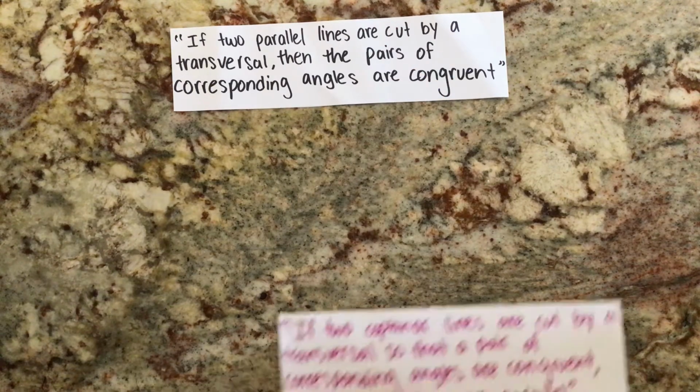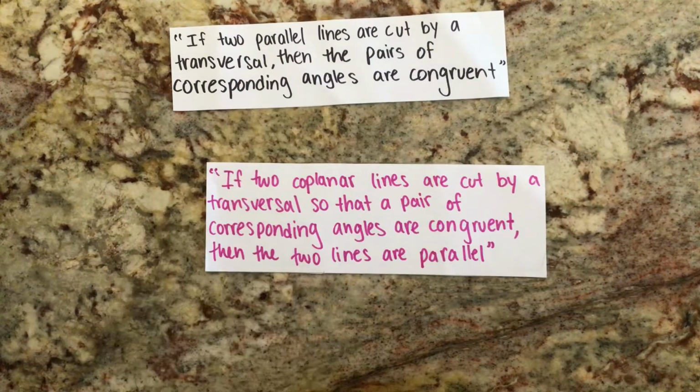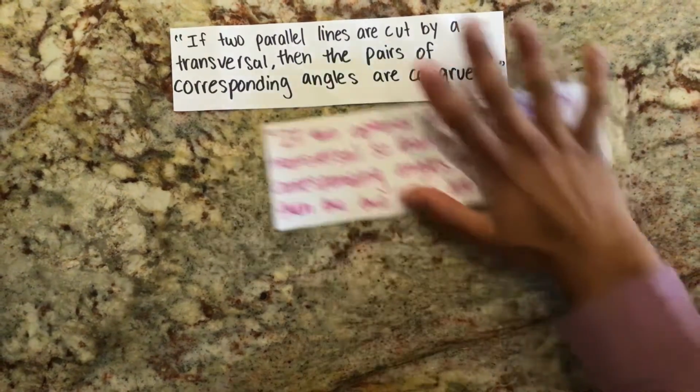It would then state, if two coplanar lines are cut by a transversal so that a pair of corresponding angles are congruent, then the two lines are parallel. I hope you can realize that instead of proving that the angles are congruent like the original theorem states, it was working backwards, using another given term to show that the lines are parallel.